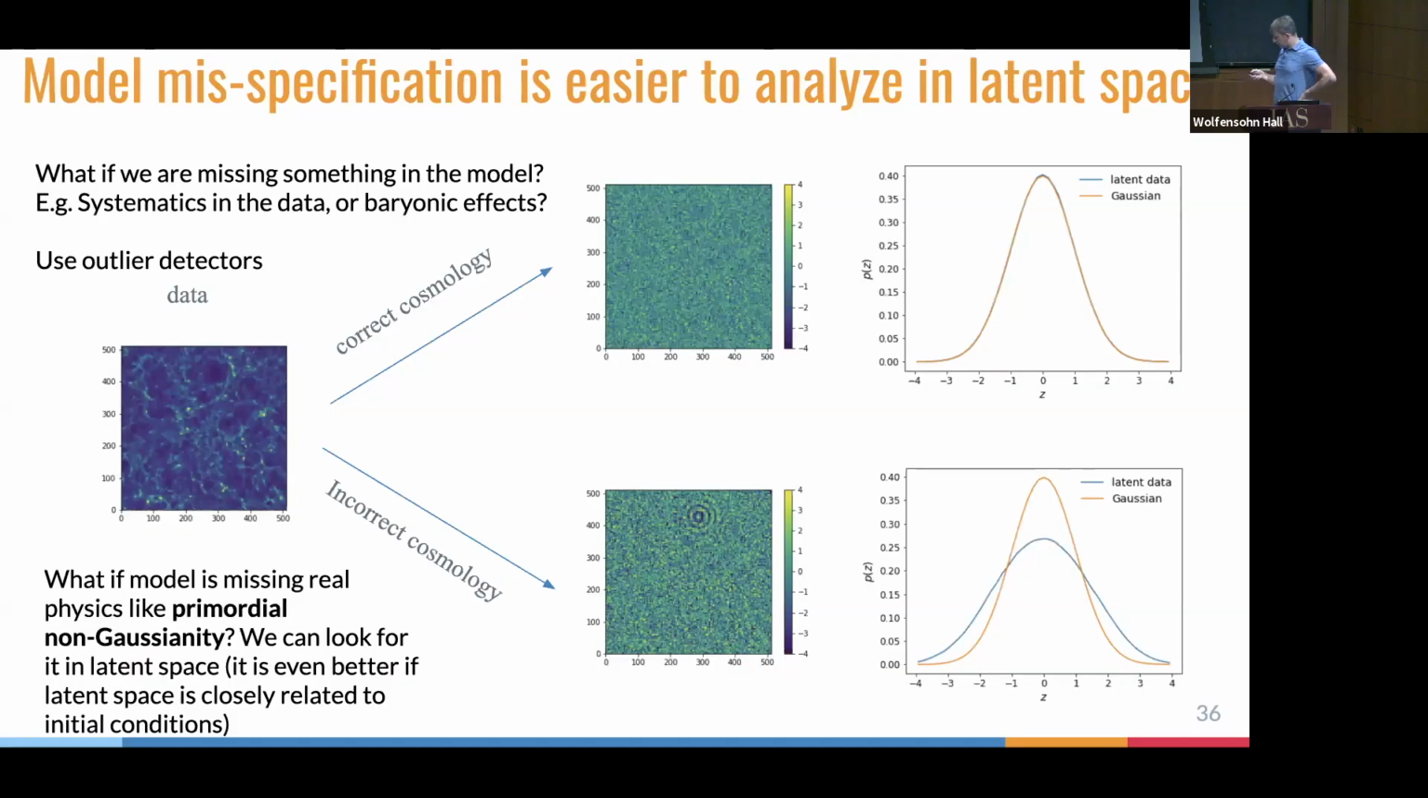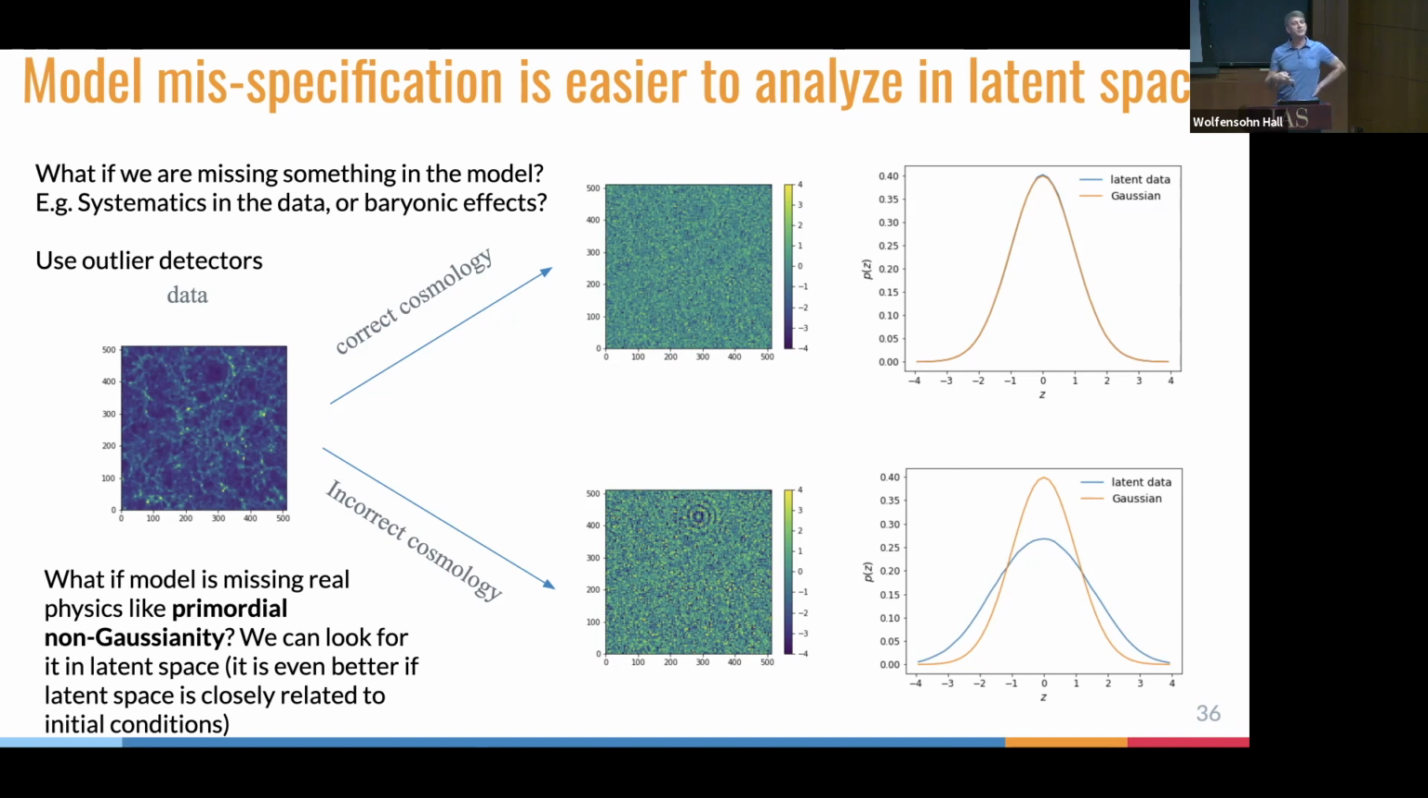In fact, we can also use other anomaly detectors, including our own brain. For example, if we use the correct cosmology, this is what we map into, and this looks very much like white noise. Our brain can pick up structures, and there's not much going on here in terms of non-Gaussianity. On the other hand, if we had used the wrong cosmology, we would have obtained something like this. In particular, there's this ringing here, which is clearly non-Gaussian.